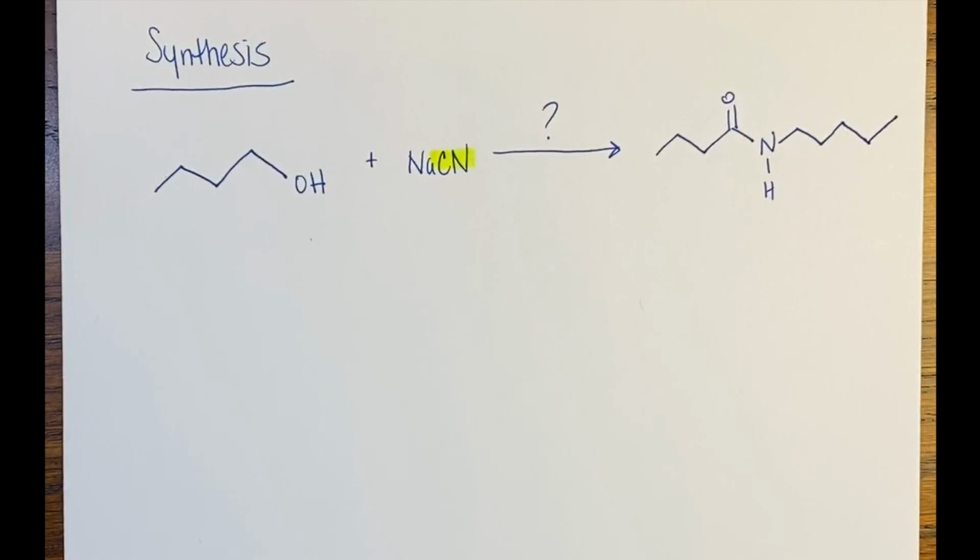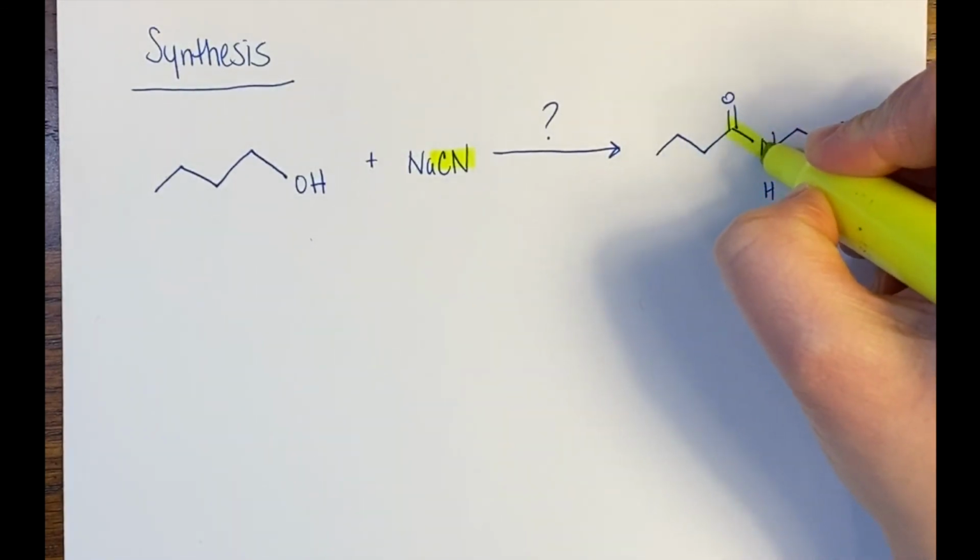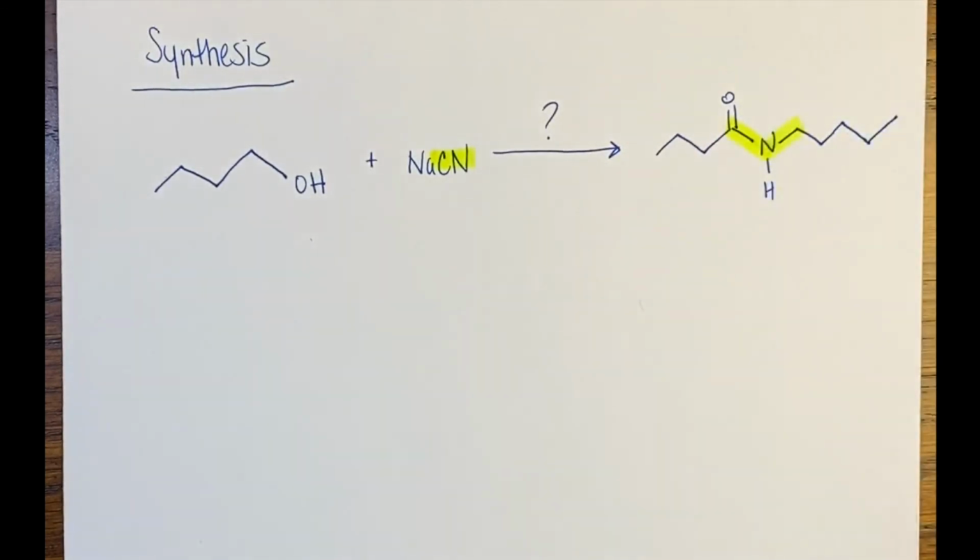In my product, in the amide, I have 2 carbon-nitrogen bonds, so it's highly likely that at least one of those carbon-nitrogen bonds is going to come from my sodium cyanide molecule. So either this bond or this bond is going to come from my sodium cyanide. My sodium cyanide only introduces 1 carbon into my compound.